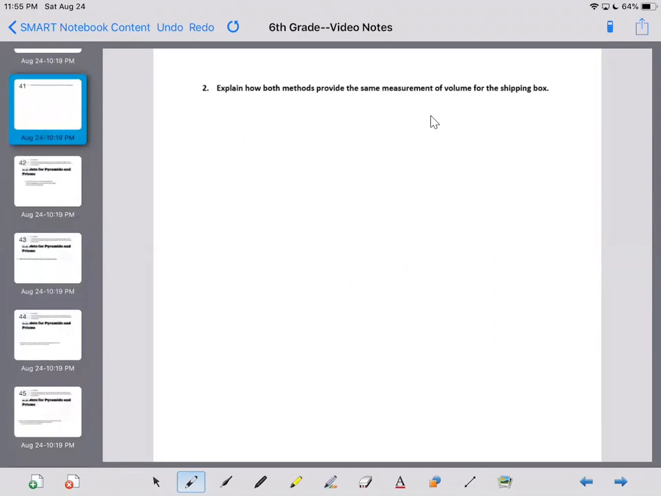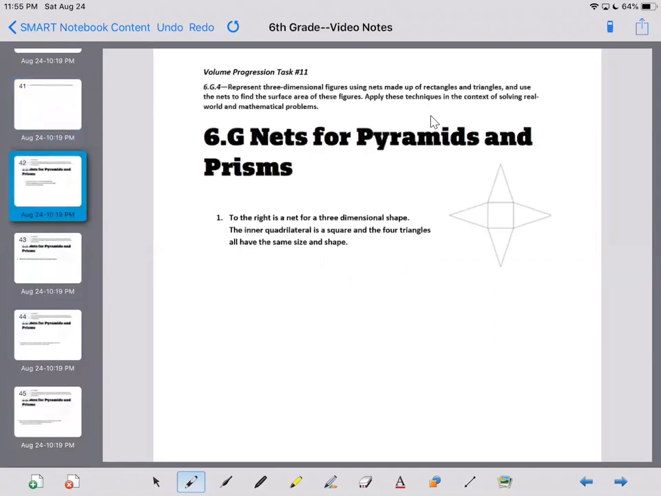Okay, so just skipping ahead of that, let's look at the next task, task number 11. We want to look at nets. So the net portion of this is just the two-dimensional. Now we're starting to talk about surface area. And so you can see 6.G.4, we're looking at three-dimensional figures, but we look at the nets, and the nets may be made up of rectangles or triangles in order to help find the surface area.